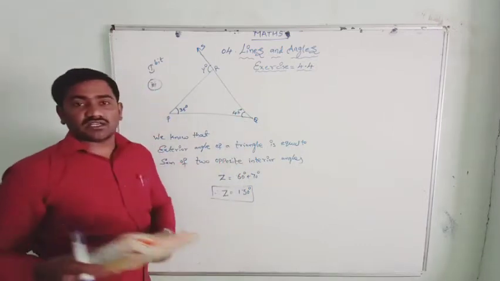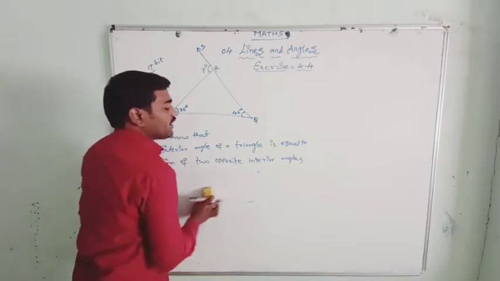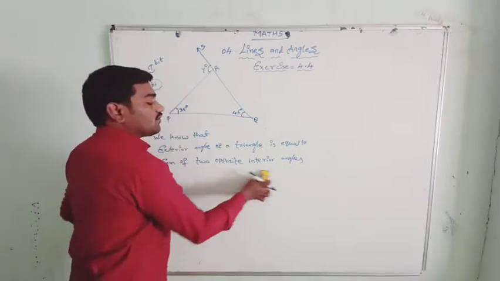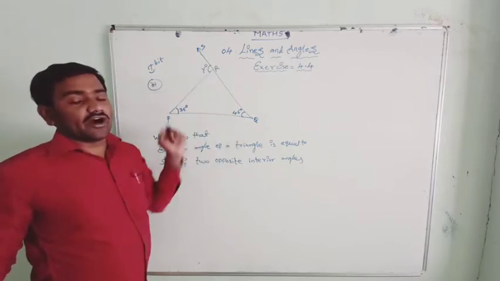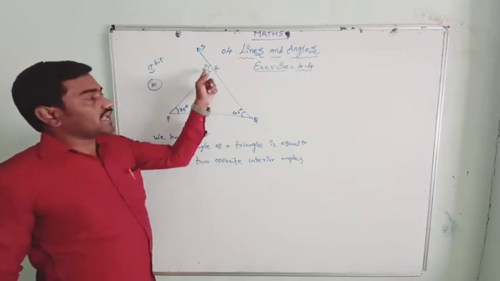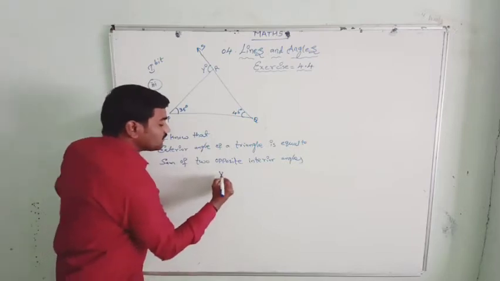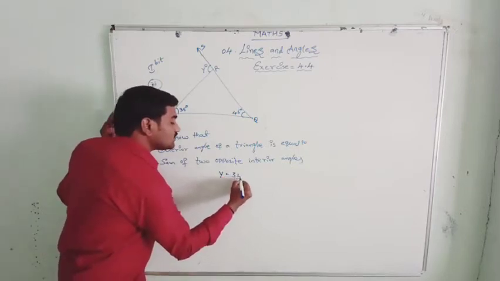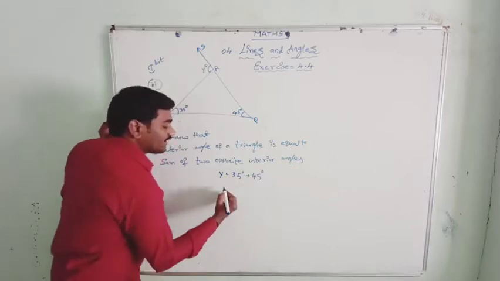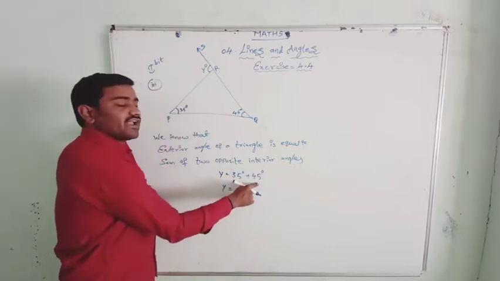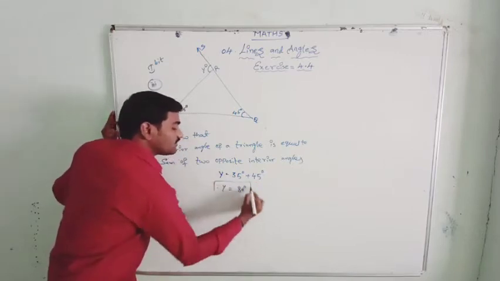You may guess the answer now. What will be the answer? We need to find the y value here. Y is an exterior angle of this triangle PQR, so the exterior angle is equal to the sum of the two opposite interior angles. Let's write y equal to 35 degrees plus 45 degrees. The sum of 35 and 45 gives us 80 degrees. Finished.